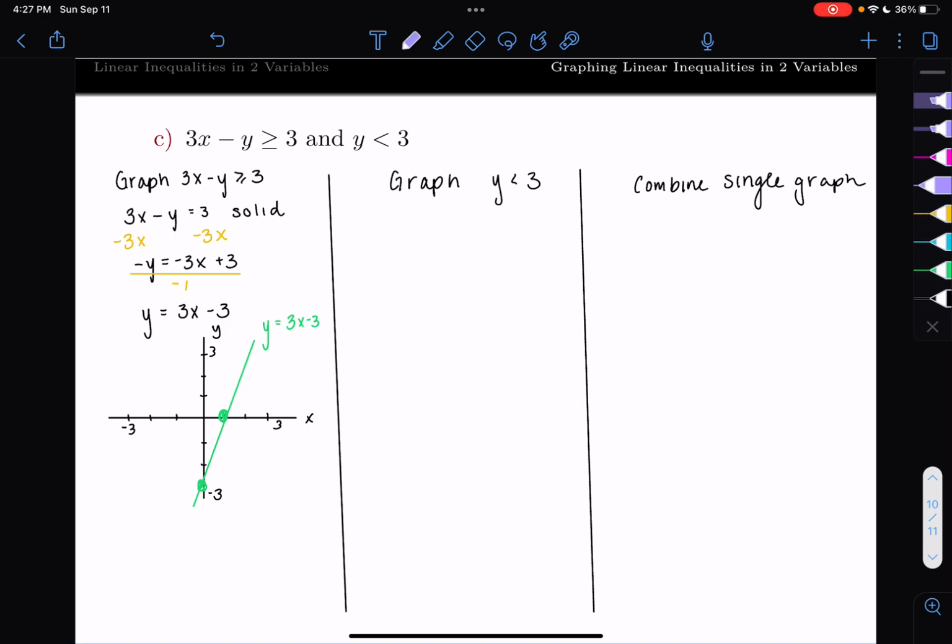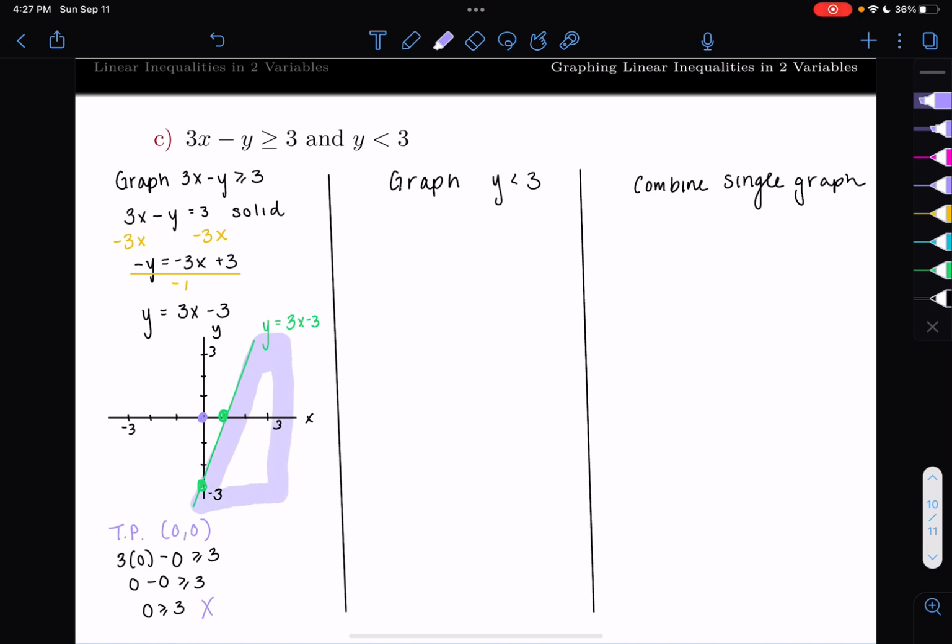Now we pick our test point, and I'm going to choose right here at 0, 0. So if we plug that in, it would be 3 times 0 minus 0 is greater than or equal to 3. Or really 0 minus 0 is greater than or equal to 3, which is not a true statement. So this side did not work. So really the solution to this inequality on its own is right over here.